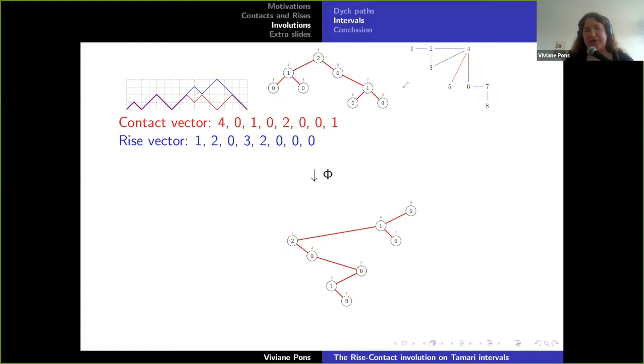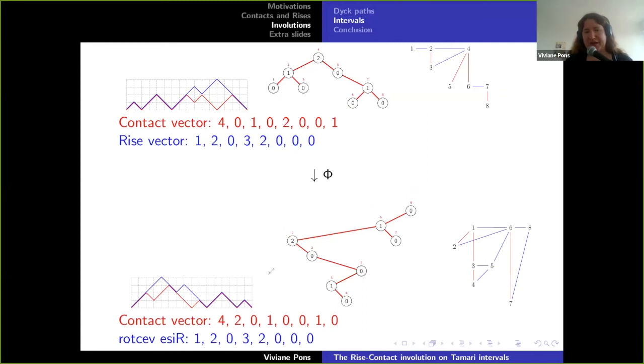And this, if I look at the rest of the interval, it gives me, so the blue path has been reversed, but the red path now depends on these little numbers that I've moved. And it's somehow the red path is like following around the blue path. And the consequence on the statistics is still the same. So the contact vector has been permuted, and the rise vector is now the inverse rise vector. So it's a rise vector reading the path from right to left.